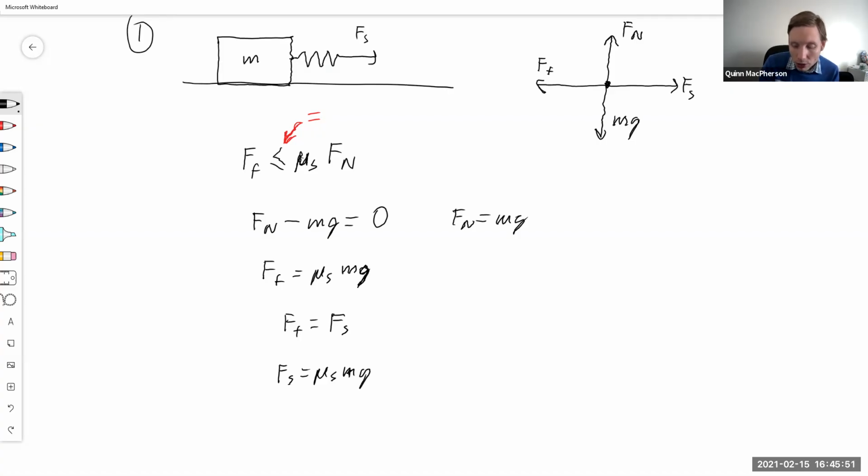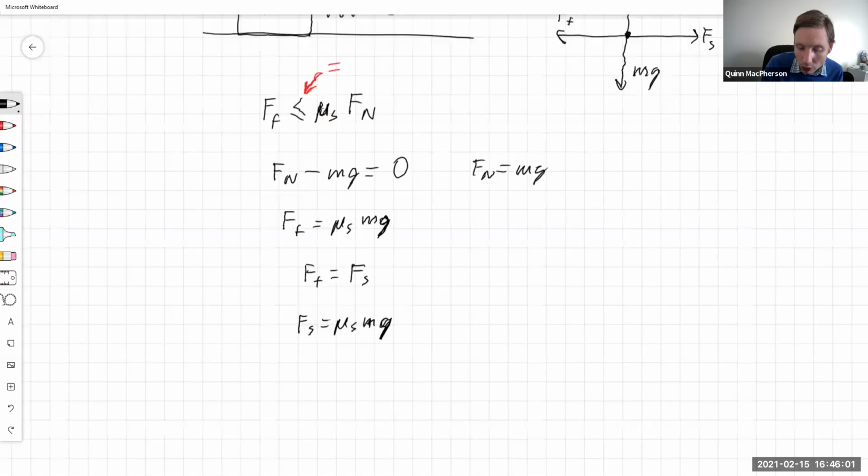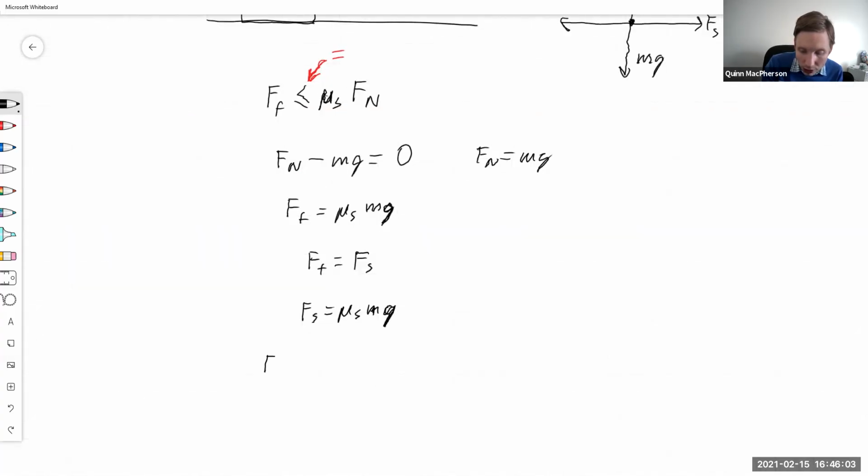Okay, so that gives us the spring force, but we're looking for how long the spring will be. So if you remember, the spring equation is force spring is equal to k times the stretch. I'm going to leave out the negative sign because I don't have to worry about directions in this problem. We're pulling it forward, it's going to move forward. I'm just going to say spring force.